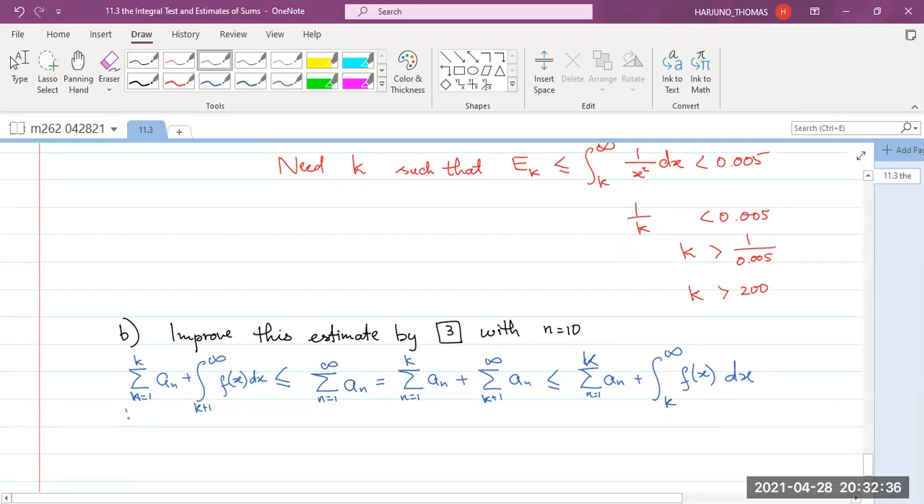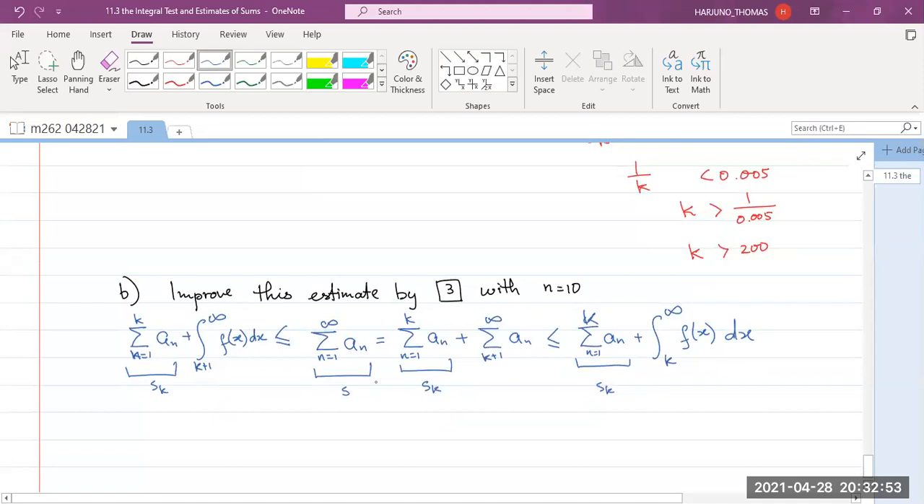This is our kth partial sum. This is the infinite sum. So you see that if I subtract the kth partial sum, then the error is bounded below by the integral from k plus 1 to infinity, and bounded above by the integral from k to infinity.